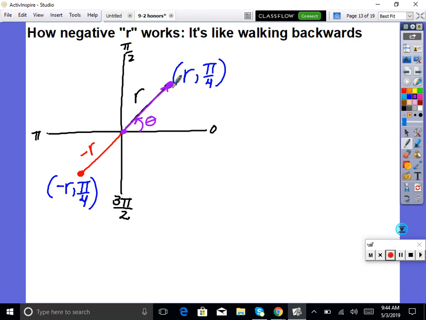So now right here, what we could do to get to this point is we could still go positive theta, but then instead of going up, we could go backwards on the line. Does that make sense? So negative r is just working backwards. Walking backwards instead of walking forward, essentially. Because remember, we're just trying to get to a point.